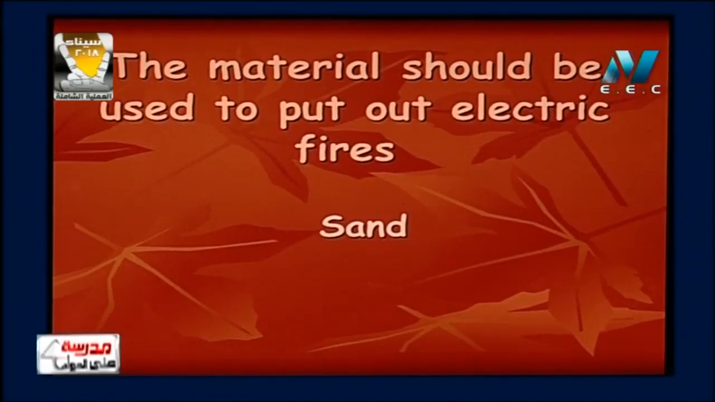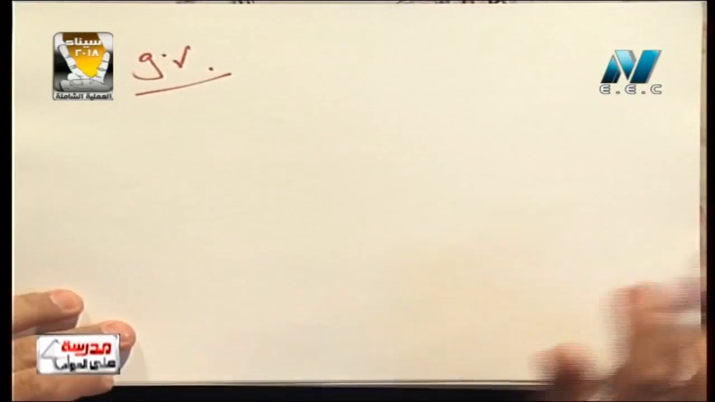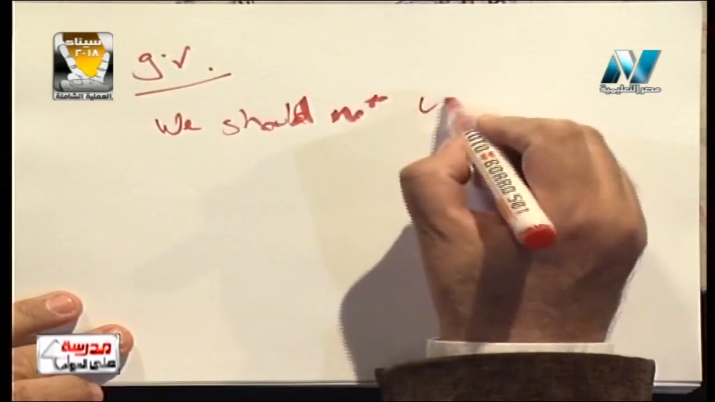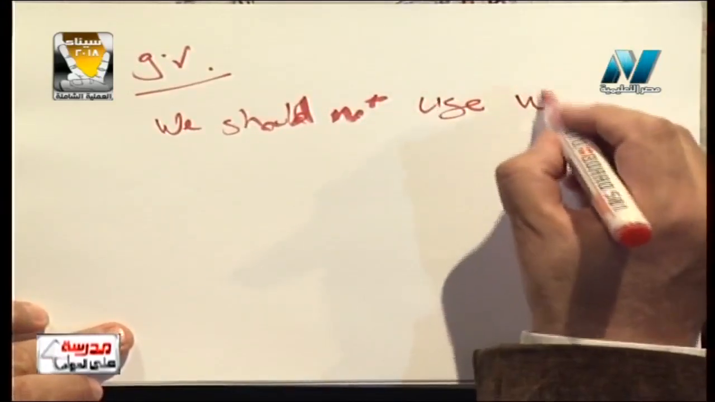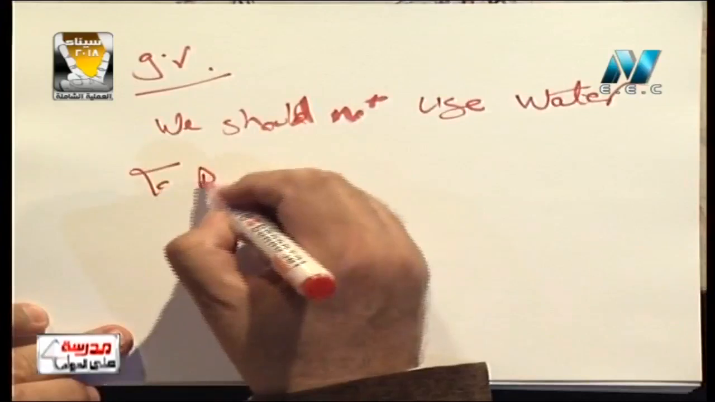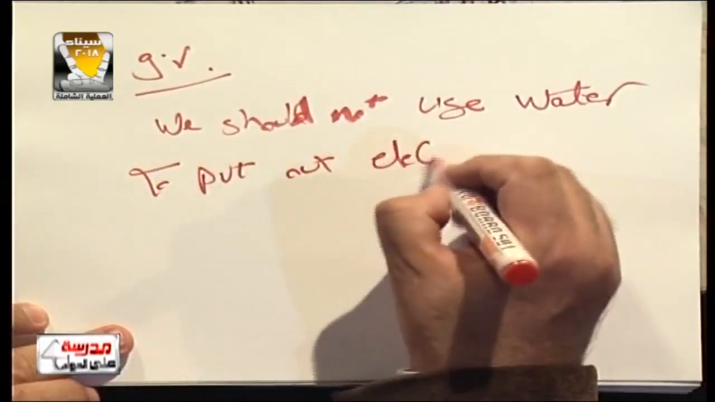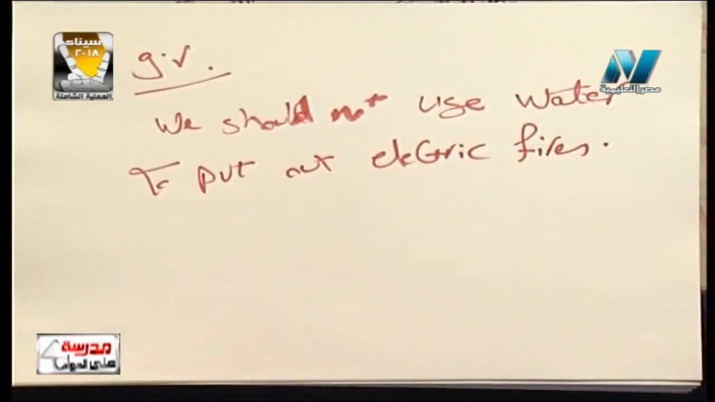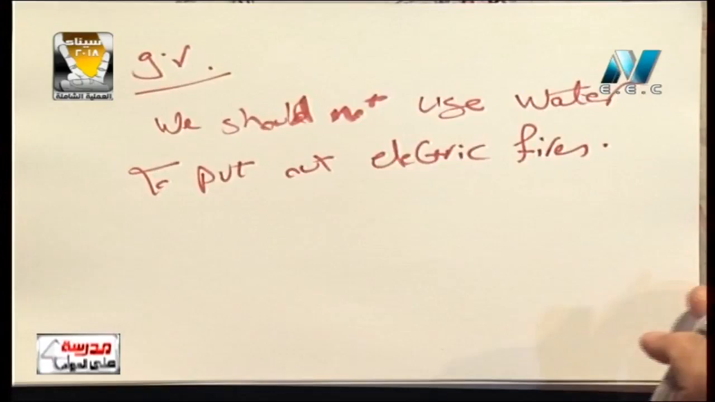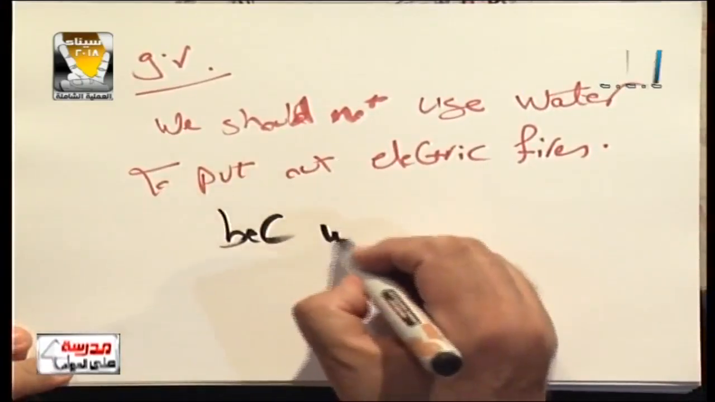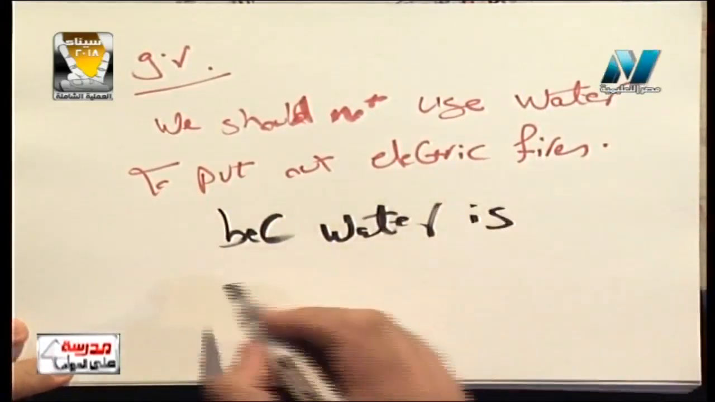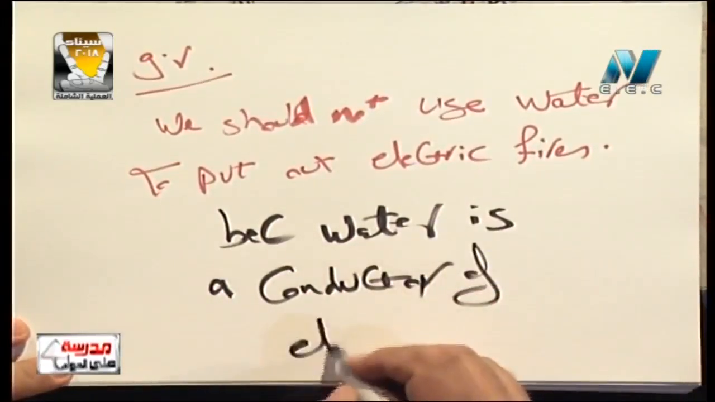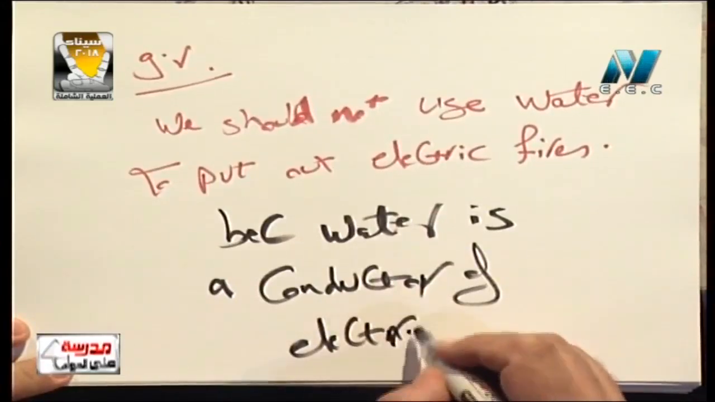The question will say: give reason, we should not use, يعني مش لازم نستخدم water to put out electric fires. ليه مش لازم استخدم الميه في إطفاء حرائق الكهرباء؟ Because water is a conductor of electricity. إن الميه بتوصل، أو مادة موصلة للكهرباء.